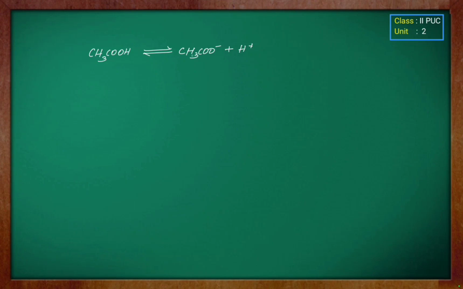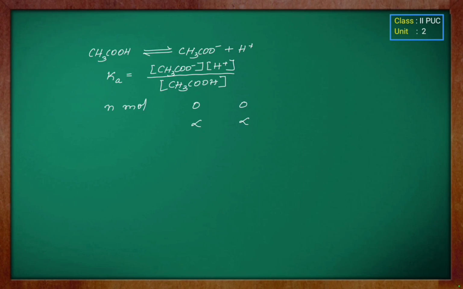Acetic acid dissociates into CH3COO minus and H plus ions. So from this equation I can write the dissociation constant as the concentration of CH3COO minus multiplied by the concentration of H plus divided by the concentration of acetic acid. Initially, if we have n moles of acetic acid, the concentration of ions initially will be 0, but at equilibrium, n alpha moles of ions will be formed and we will have n into 1 minus alpha moles of acetic acid.